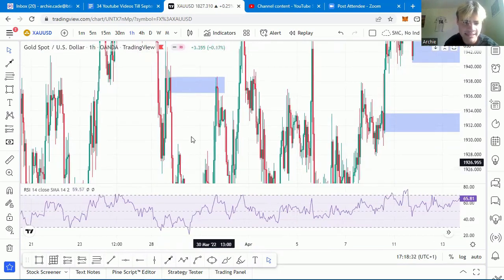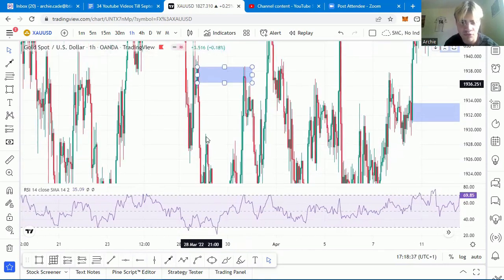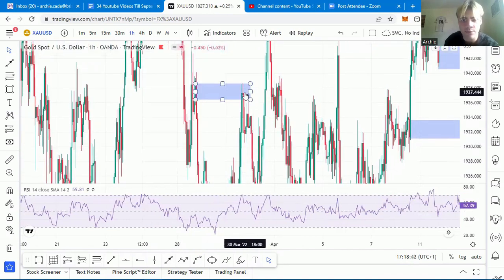It's given us a couple of days. What is it, 28th through to the 30th? Price hasn't gone back into this zone. So the first time that it goes back into this zone, we get an alert. We see what we're thinking.